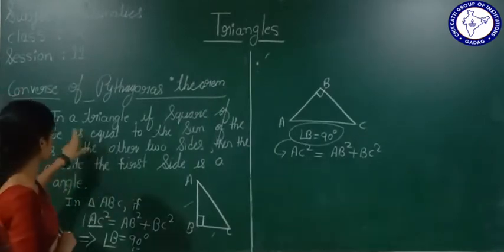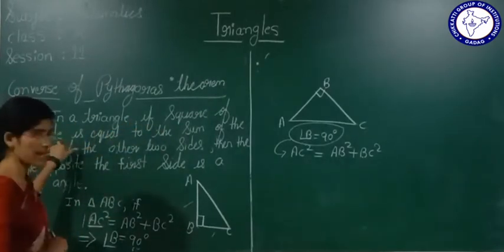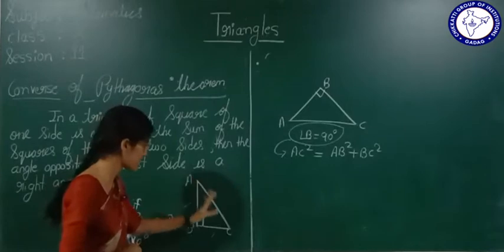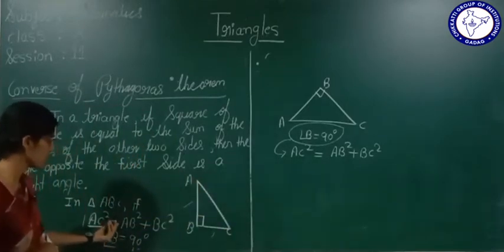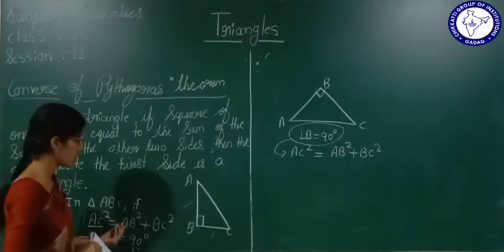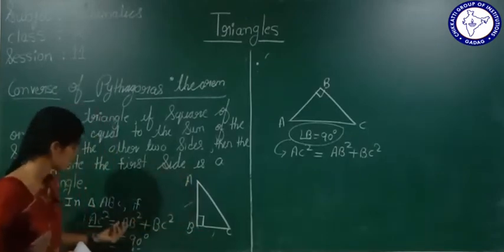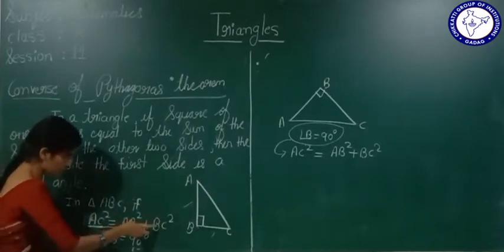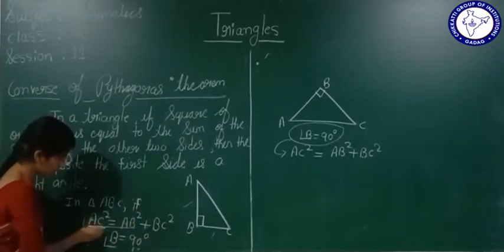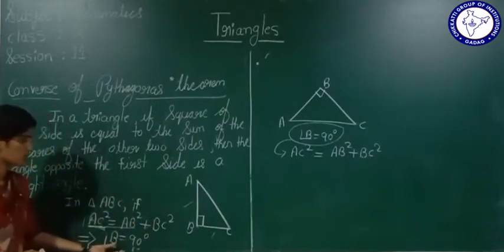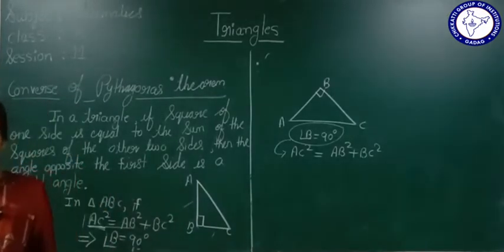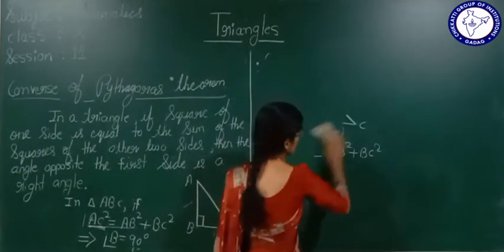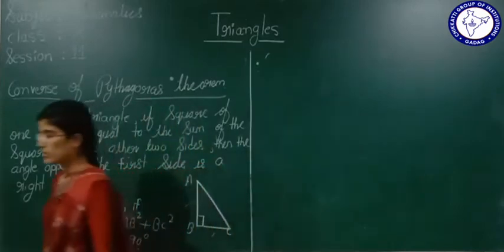That's why the statement is: in a triangle, if the square of one side, I took the first side as AC, AC square is equal to the sum of the squares of the other two sides, that is AB square plus BC square. If LHS and RHS are the same, at that time the angle opposite to this side is going to be 90 degrees. This is nothing but the converse of Pythagoras theorem. Based on these theorems, we are going to solve a few problems.